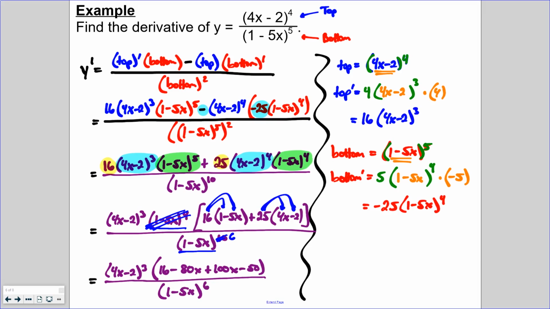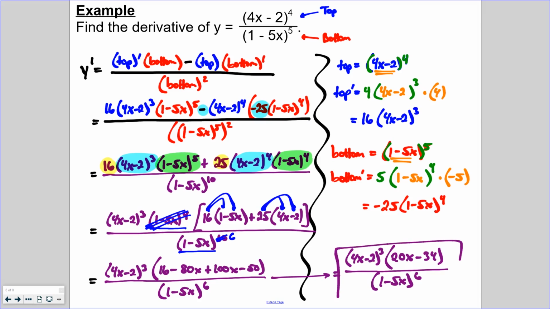And we are almost finished because now we can simplify the inside. So let's just draw that over here because I ran out of room. So let's see, we're going to get 4x minus 2 cubed times 20x minus, what's that going to be, 34, all over the quantity 1 minus 5x to the 6th. And finally, we have our derivative.